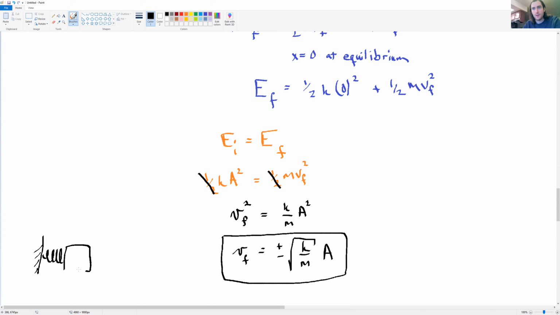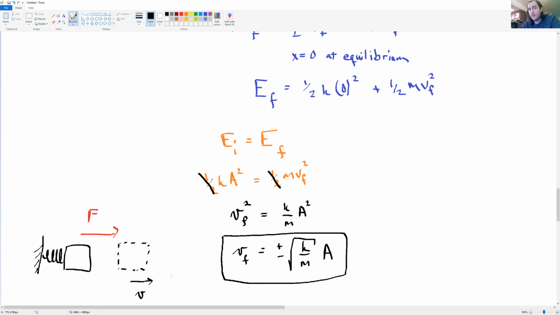Had I compressed the spring, then the force on this mass would have been in this direction. And so when it reached equilibrium here, then it would have a velocity in this direction, right? Pointing to the right. And if I compress the spring by an amount A, then the magnitude of the velocity at equilibrium would be the same as if I stretched the spring by an amount A. So there is symmetry in this problem here.